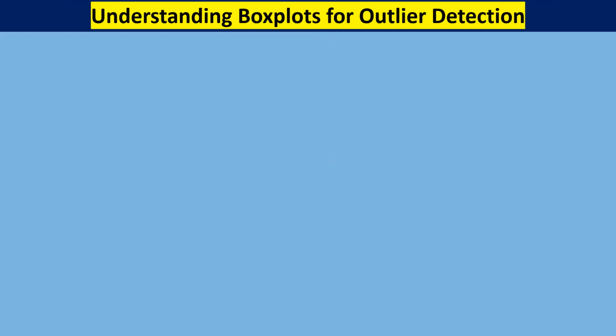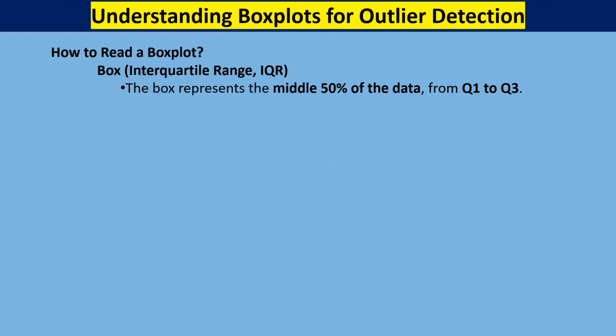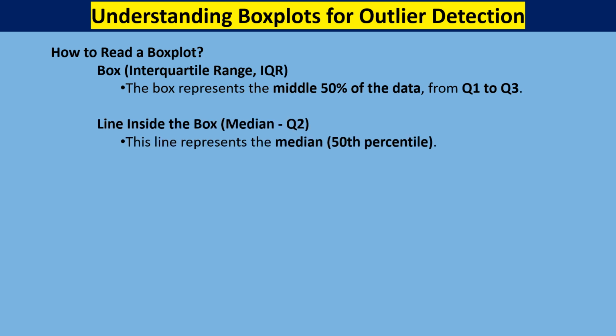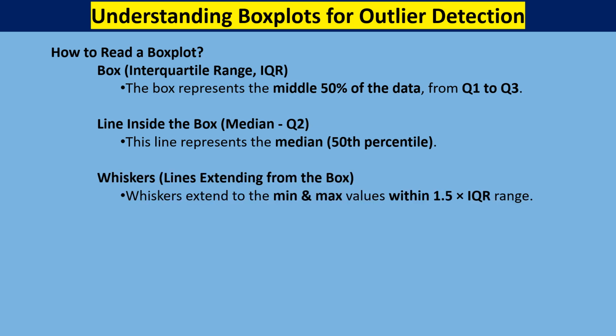Understanding box plot for outlier detection. How to read a box plot? The box is the IQR; it represents the middle 50% of the data, from Q1 to Q3. The wider the box, the greater the spread of the data. The line inside the box is the median, Q2. This line represents the median, the 50th percentile. If the median is closer to Q1 or Q3, it indicates a skewed distribution.